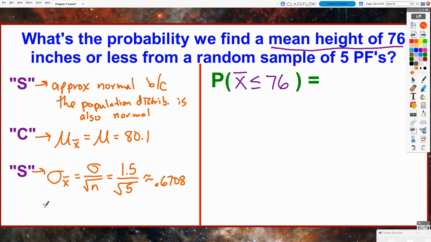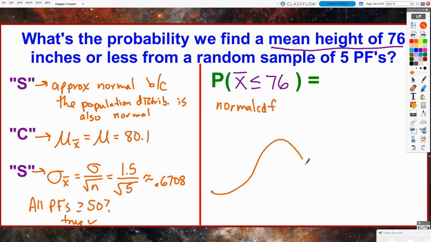And again, I have to check: is the population of all power forwards greater than or equal to 10 times my sample size? Are there more than 50 power forwards in the NBA? You might say, well, I don't know anything about power forwards. How rare are they? There are definitely more than 50 power forwards, so I will tell you that is a true statement. So now, to answer the probability question, I do get to use normal CDF.